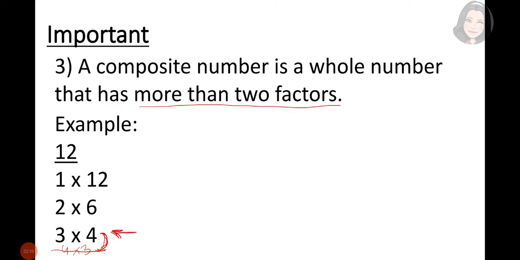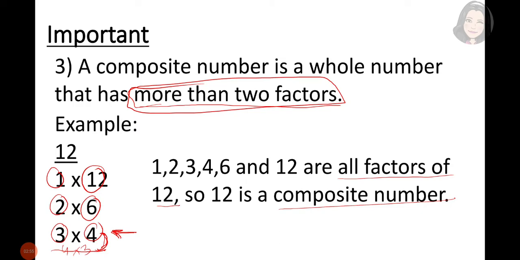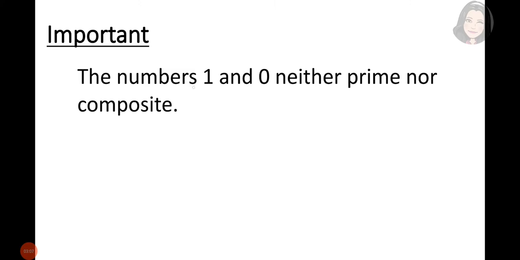No more factors for this number. What can I say over here? 1, 2, 3, 4, 6, and 12 are all factors of 12. So 12 is a composite number. It has more than two factors. So a prime number has only two factors, 1 and the number itself, while a composite number has more than two factors.